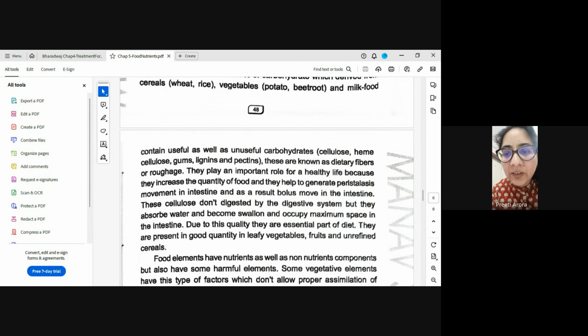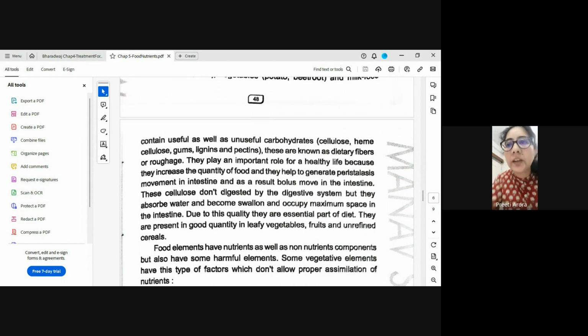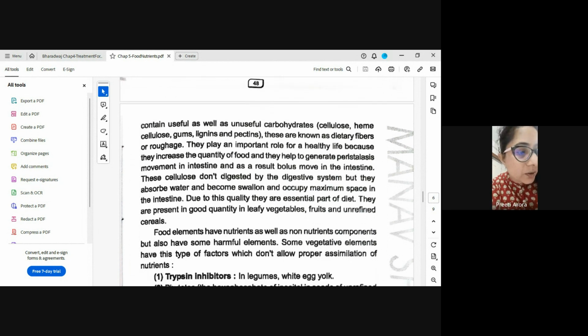So I would just try to stress on this point that you should try and exercise. Then, after we discuss this, we come to the concept of energy, and related to that is the concept of your calories.